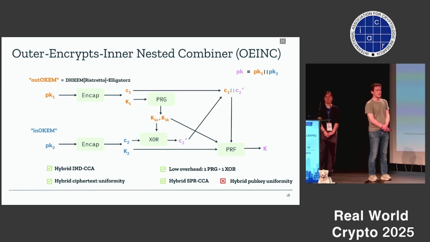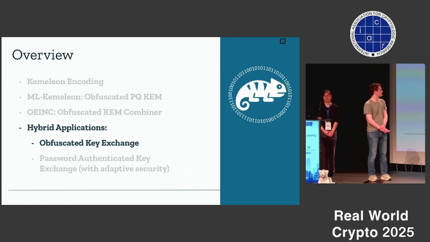So concretely, you can instantiate the outer OChem with just DHChem like HPKE DHChem over the ristretto prime-order group and Elligator-2 encoding. And this has a property which we define more rigorously in the paper of strong ciphertext uniformity. And the inner OChem can be instantiated with ML Kemeleon, as we said before, or Saber or FrodoChem.